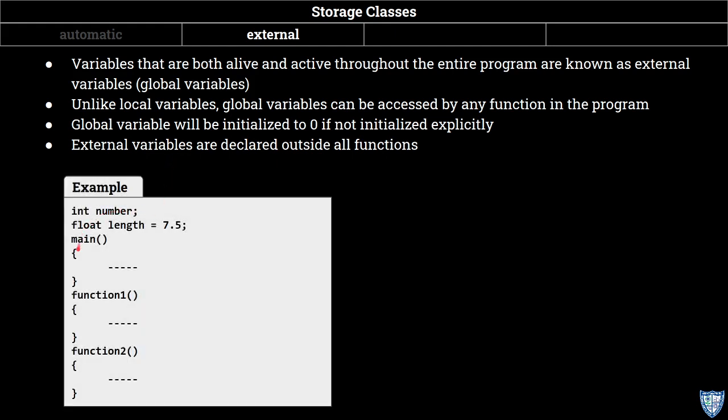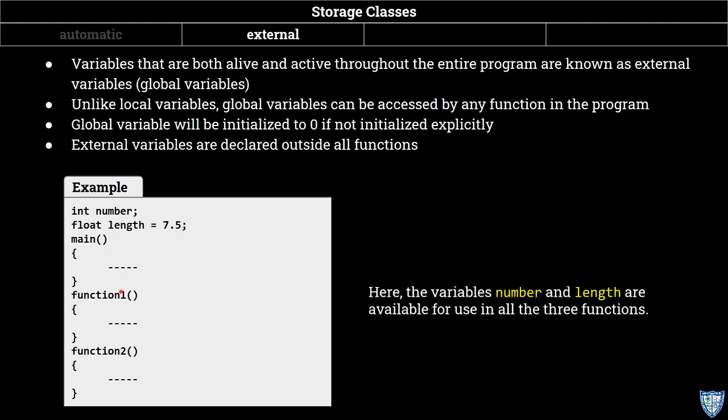So here is another simple example. In this sample program, we have 3 functions: main, function 1, function 2. And I am declaring 2 variables, number and length. Both of them are declared outside all the functions. So the storage class of the number and the length variables is external because they are declared outside all the functions. So all these functions can use these variables.